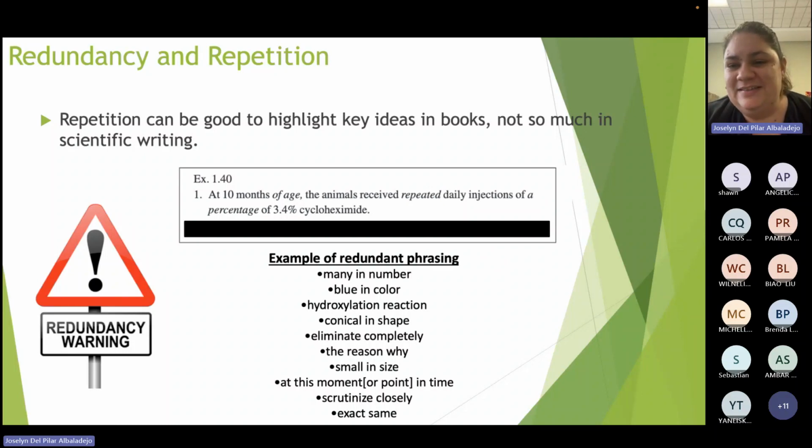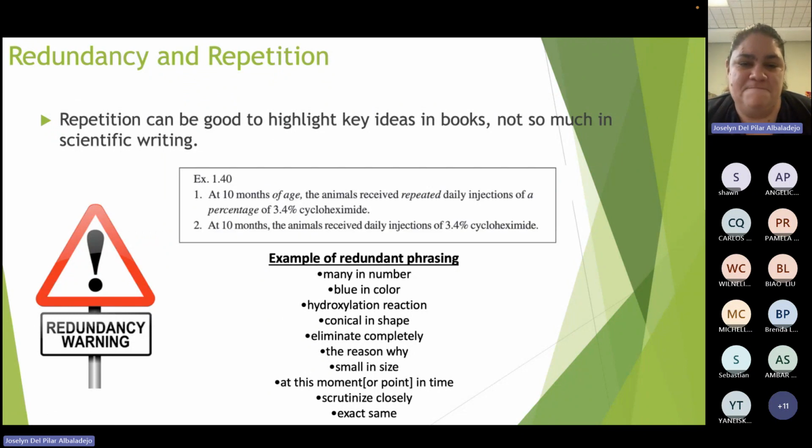So repetition is good, but not too good for scientific writing, right? So avoid things like "many numbers" and "blue in color." Blue is a color, so you don't have to tell me it's blue in color, right? "Hydroxylation reaction," well, that's a reaction, right? So be careful of being redundant and repetitive.